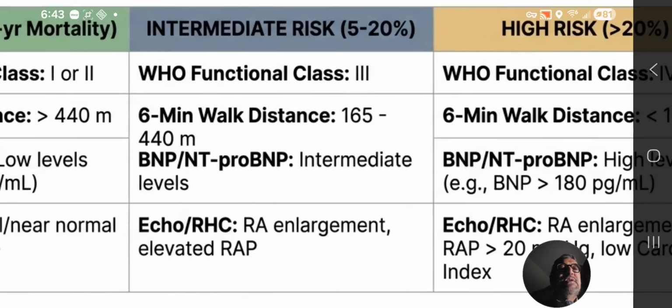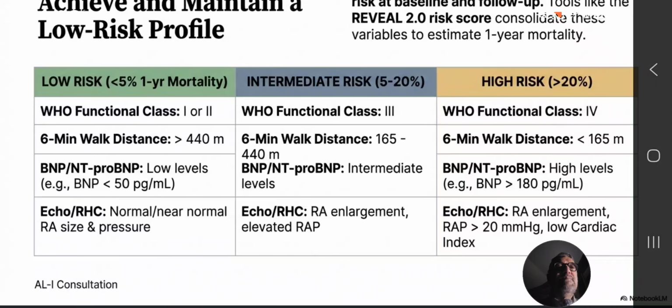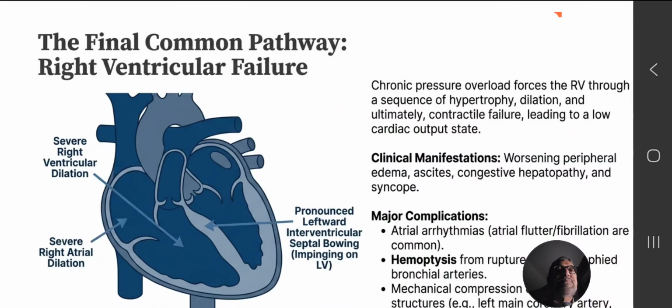Intermediate risk, 5 to 20%: class 3, 6-minute walk distance 165 to 440, BNP levels intermediate, echo shows RA enlargement and elevated RA pressures. High risk: class 4, 6-minute walk distance less than 165, BNP or pro-BNP levels high, such as more than 180, RA measurements are enlarged on echo, RA pressure greater than 20, and a low cardiac index. It should be remembered that if the RV fails, the PA pressure may not be high.